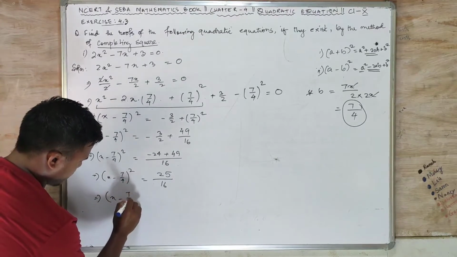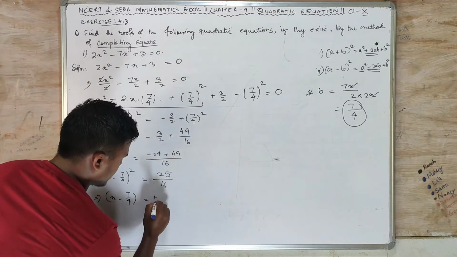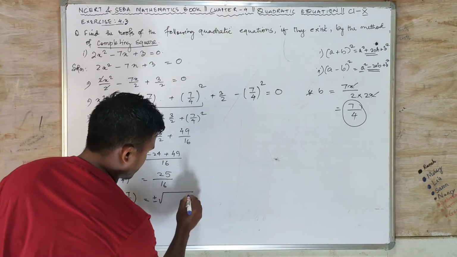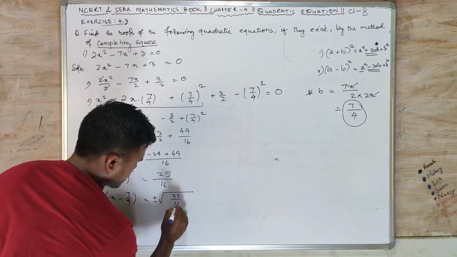After that, x minus 7 by 4. Then this square, if you transfer it to the right side, it will become plus or minus square root of 25 divided by 16.